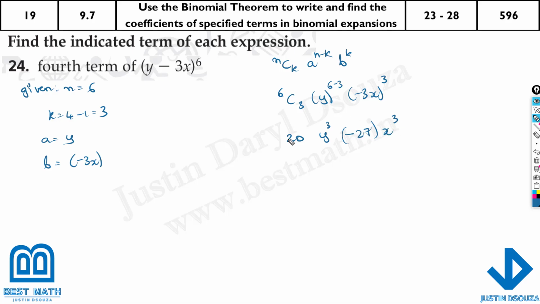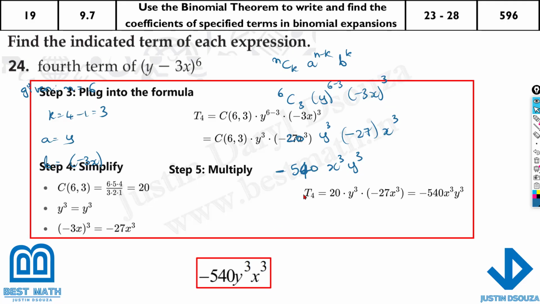Now you can do 27 multiplied by 20. So 27, 56, that is 560. 540, sorry, my bad. It's 540, minus 540. Just use the calculators to be on the safe side. And here we go. So it's negative 540, x power 3, y power 3. That must be the final answer. And here we go. It's minus 540, y power 3, x power 3, or x power 3, y power 3. However you write it, it's fine.